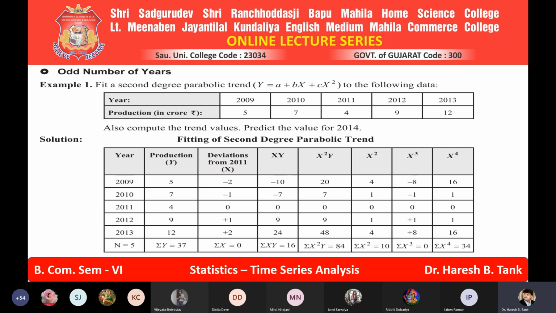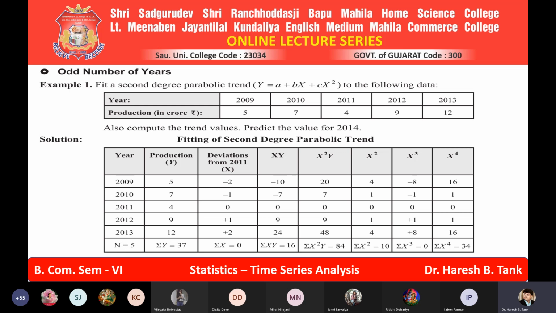5 is an odd number. Since it is odd, you will have a middle year, and you can take a deviation from the middle year. Middle year is 2011, so deviation is to be taken from 2011. Make a column, deviation from 2011. That becomes your x, which is -2, -1, 0, 1, 2. So ultimately, summation of x goes to 0.